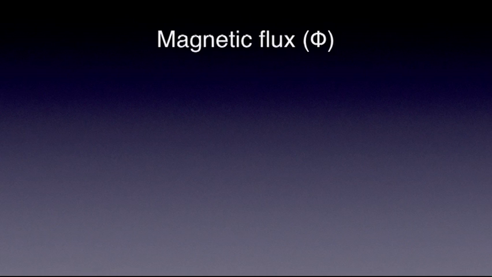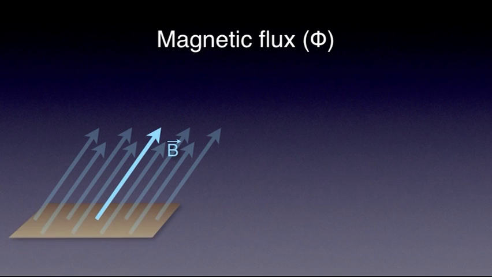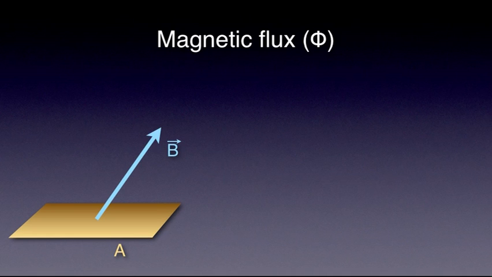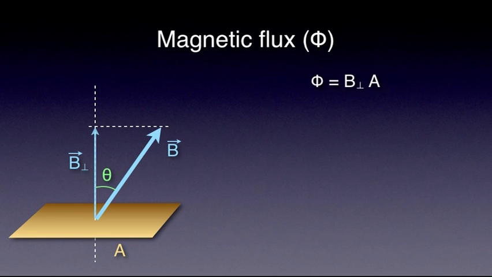Consider a uniform magnetic field passing through a surface as shown on the screen. Let's assume that the area of the surface is capital A and the magnetic field makes an angle theta with a line perpendicular to the surface. The magnetic flux through the surface is defined as the product between the area of the surface, capital A, and the magnitude of the component of the magnetic field that is perpendicular to the surface. Phi equals B normal multiplied by A.